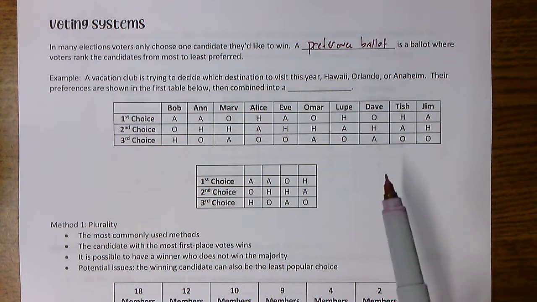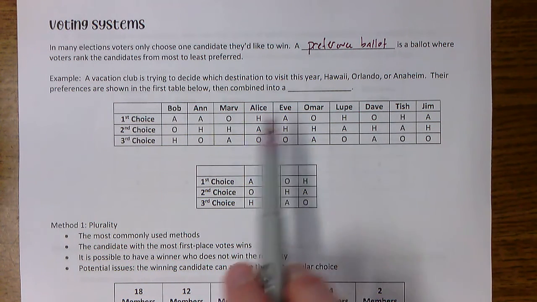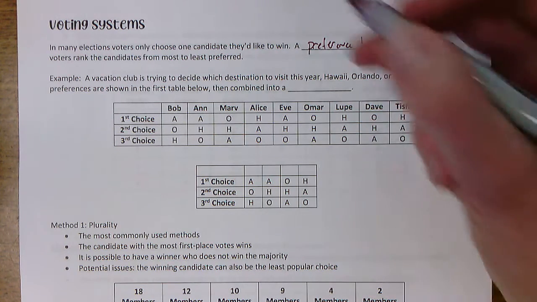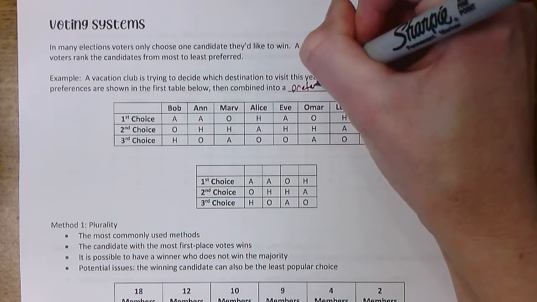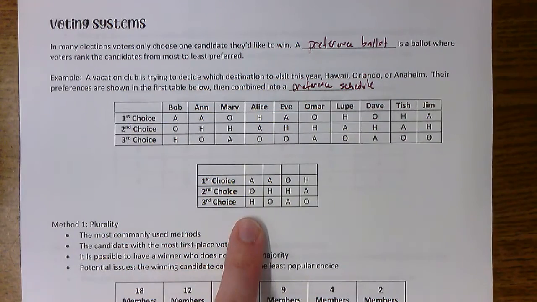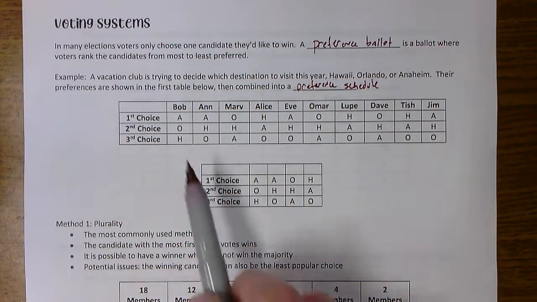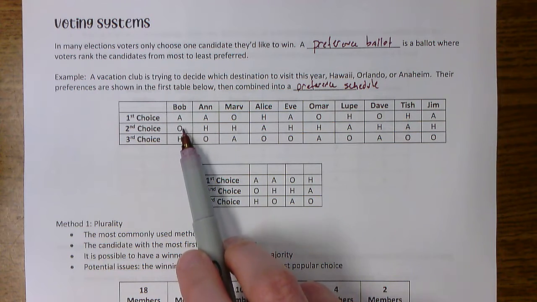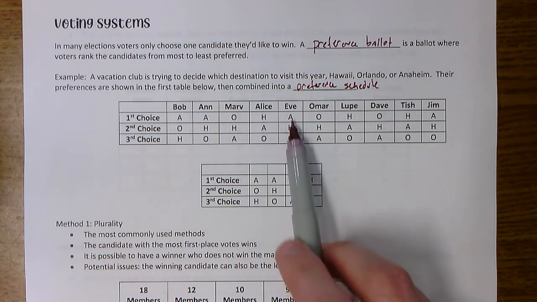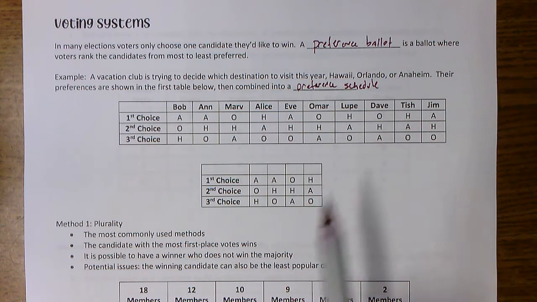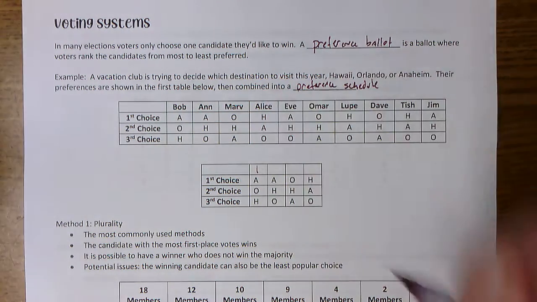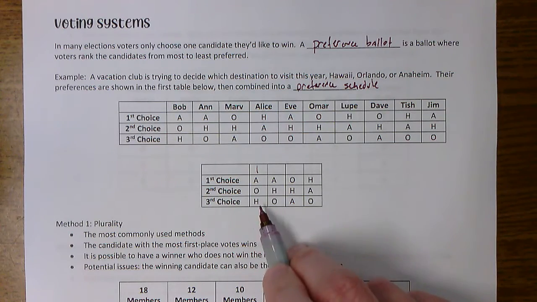Then what you do from there is you take all of this information and combine it together into what is called a preference schedule. And that's what this is down here. So what you do from here is you say, okay, Bob said Anaheim, then Orlando, then Hawaii. How many people agreed with Bob? Well, let's see, Anne didn't, Eve didn't. It looks like nobody. So this particular order of Anaheim, then Orlando, then Hawaii, only one person voted for that. So we'd say that one person chose this.